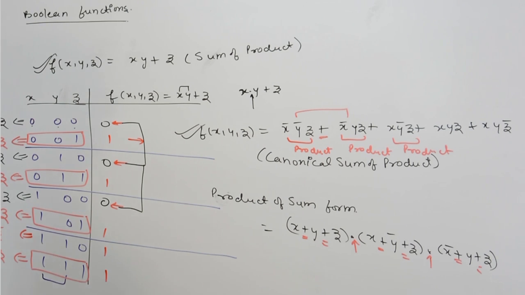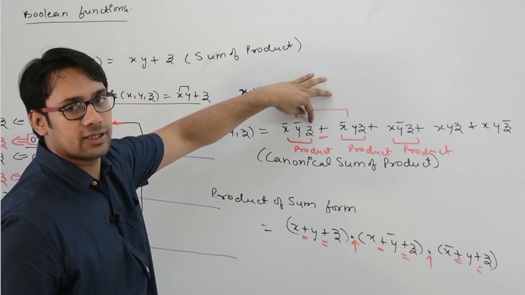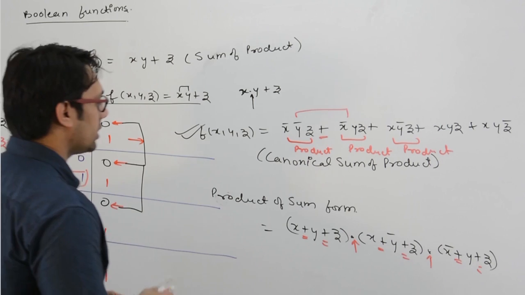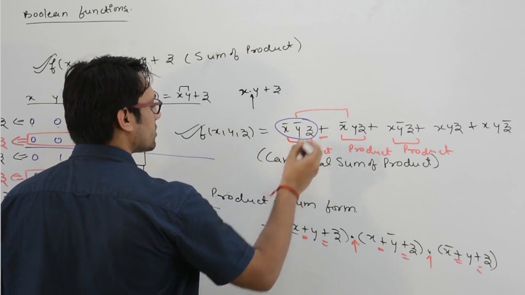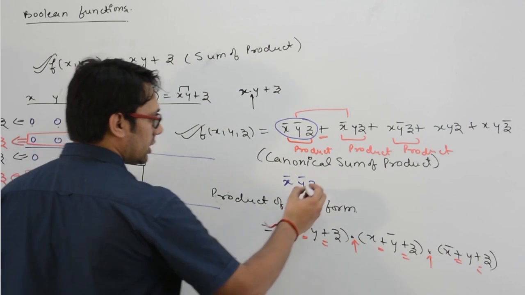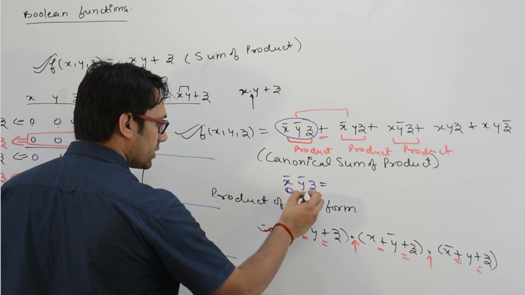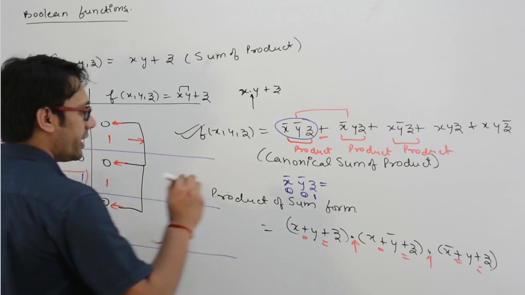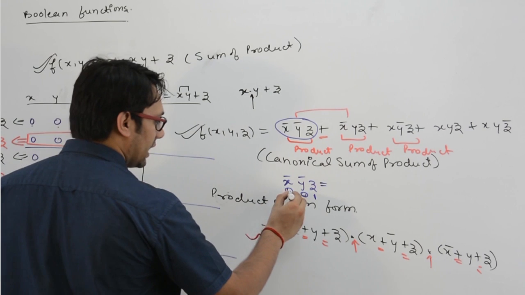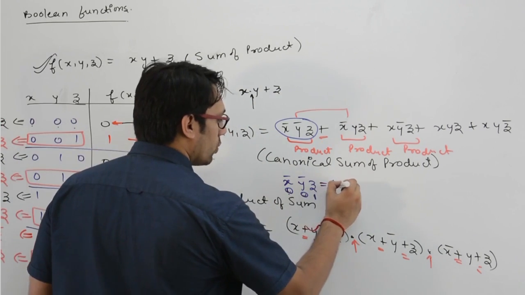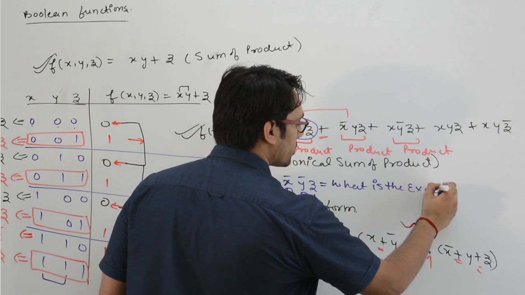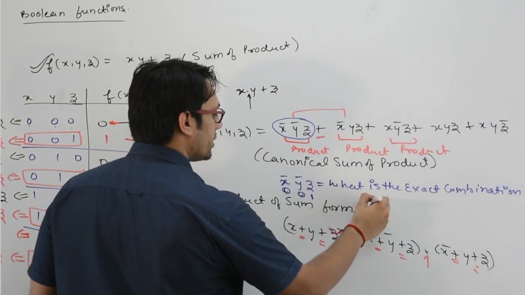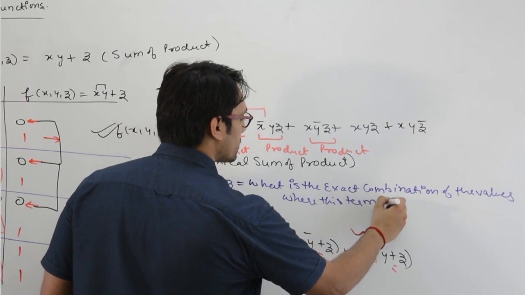In sum of product form, each term is a combination of these variables, like x complement, y and z. They take the value true for exactly one combination of the variables x, y and z. For example, if you take the term x complement, y complement, z, this term will be true only if we pass 0 here, 0 here and 1 here. If you pass any other value of x, y and z to this term, it will never be equal to 1. So we have to find the exact combination of values where this term assumes a value 1.